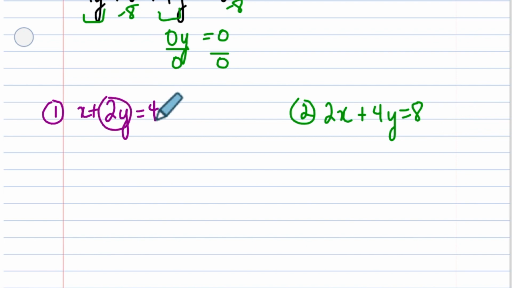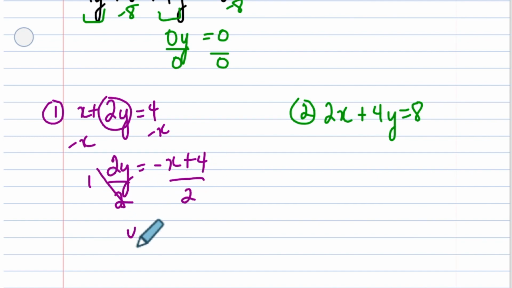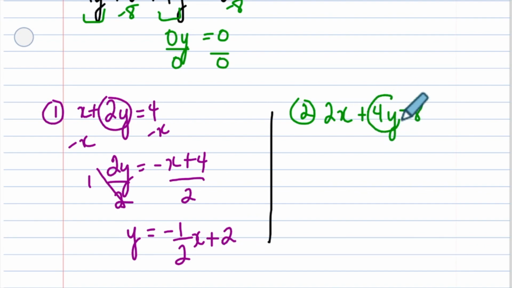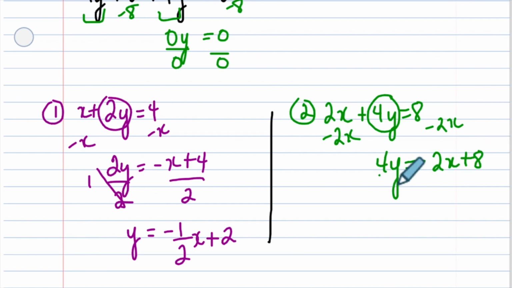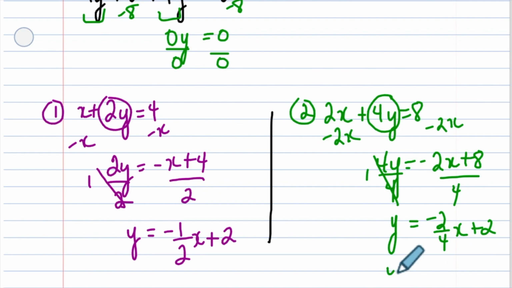Let's have a look at both equations. When we solve for y in equation 1, we'll subtract x from both sides. 2y is equal to negative x plus 4, and divide by 2. y is equal to negative 1/2 x plus 2. Second equation, we'll isolate the 4y by subtracting 2x. 4y is equal to negative 2x plus 8. Divide by 4. y is equal to negative 2/4 x plus 2, or negative 1/2 x plus 2.